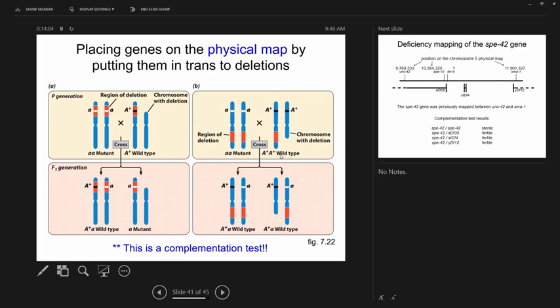It's just a complementation test again, but the chromosome that you're trying to get complementation to, you can think of, instead of being mutant for just one gene, as mutant for every single gene within this region.